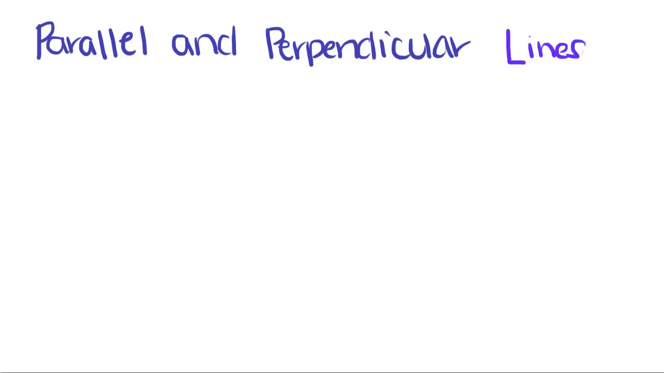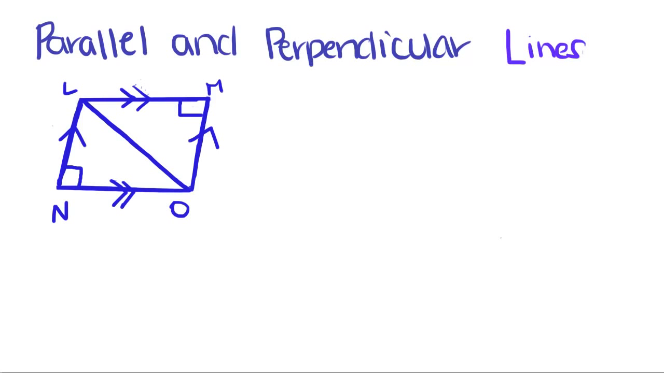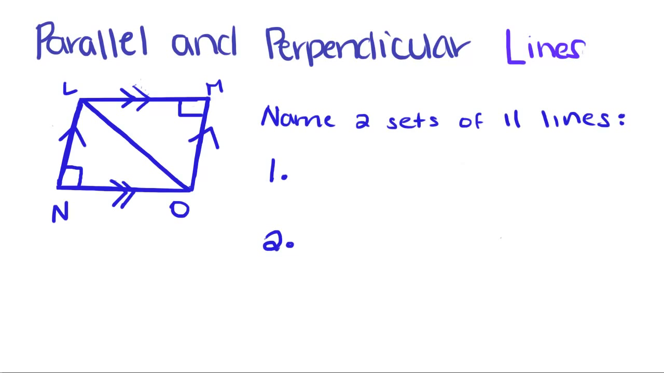Now that we know what parallel and perpendicular lines are, we're gonna name a few. Name two sets of parallel lines. Well, if we start with segment LN, we know that LN is parallel to MO because they both have these little lines on them. So LN is parallel to MO. And that's how we write parallel lines, with these two little lines right here.